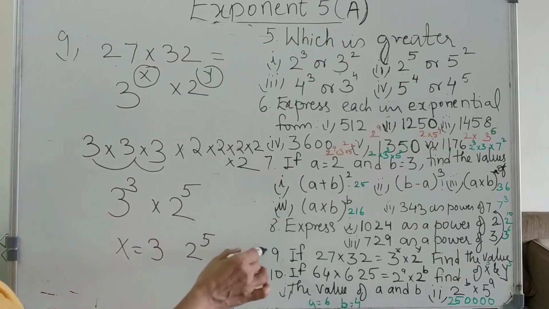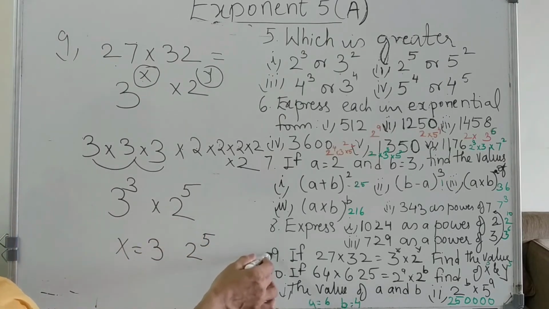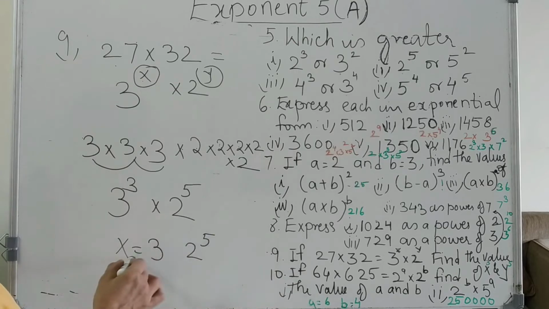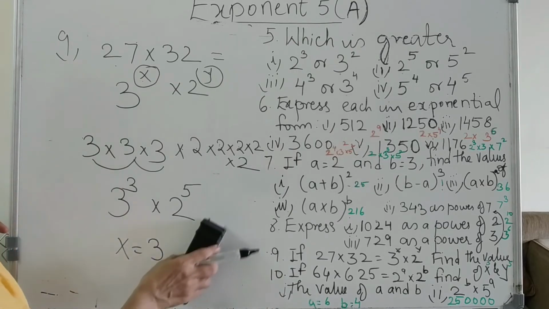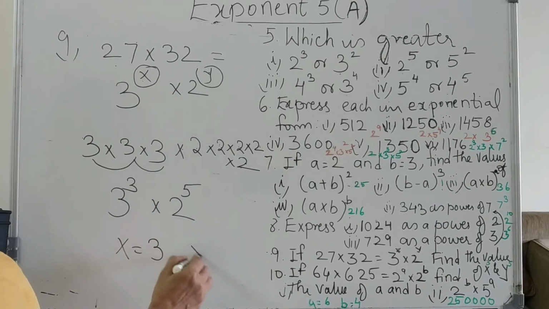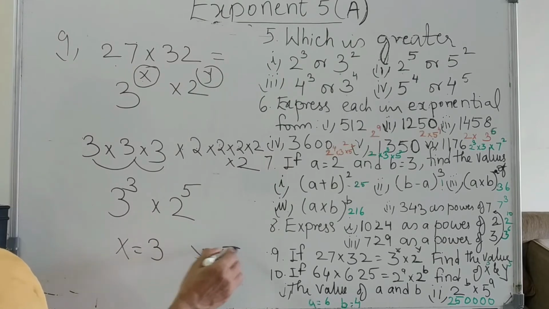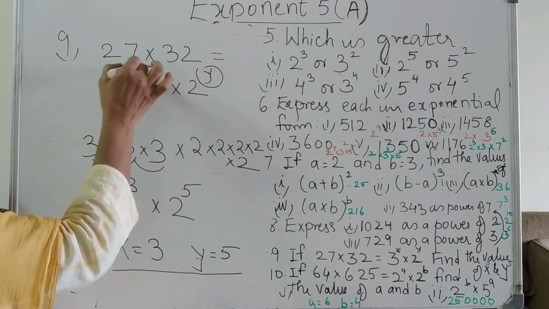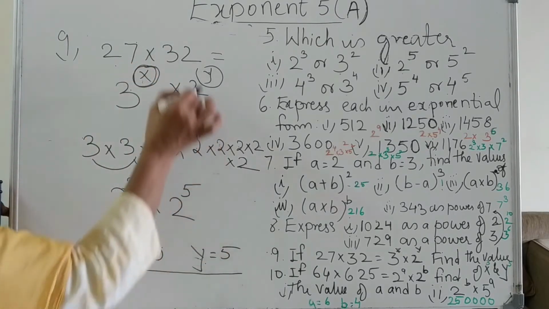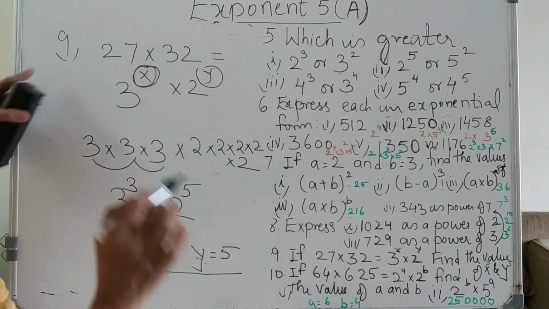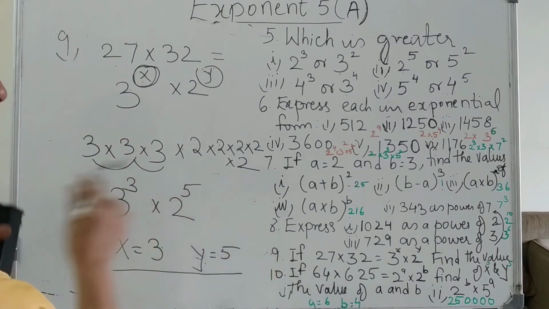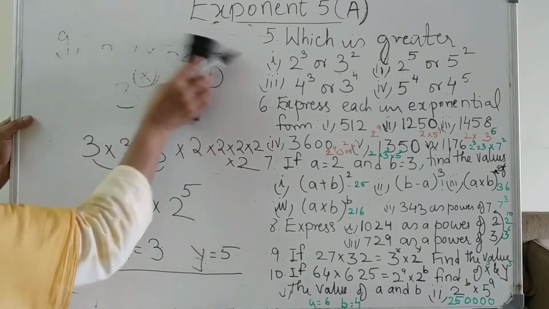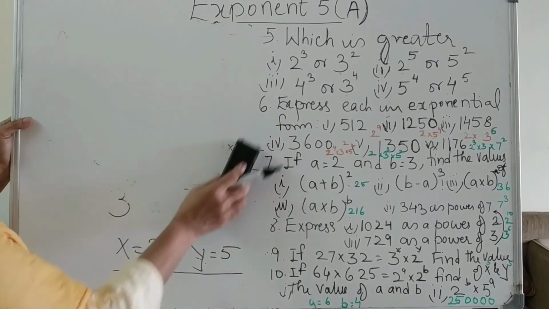So in this 9th sum, x is 3 and y is 5. So this is what you have got, x as 3 and y as 5. So this is the 9th sum. Now we solve the 10th sum.